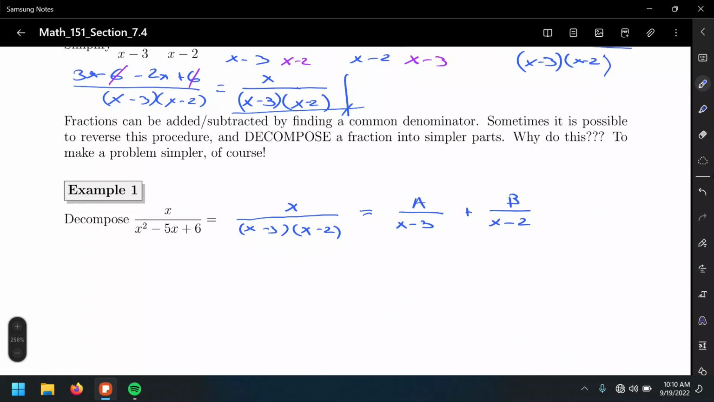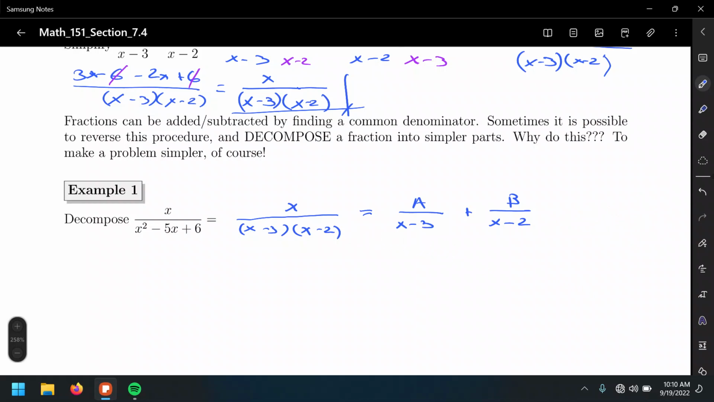Now, if we had, for example, two more factors, let's say something like 3x plus 7 and x minus 5, we would have written something like this: c over 3x plus 7 and d over x minus 5. Well, it's not the case. We just have two factors, all right?